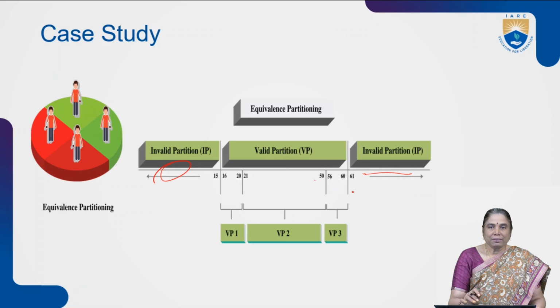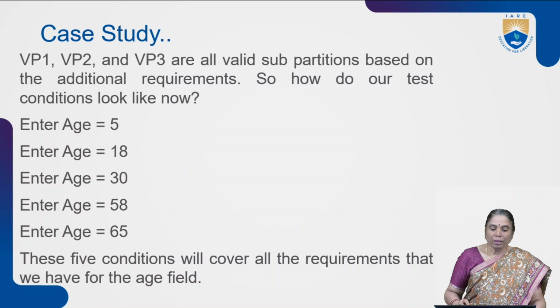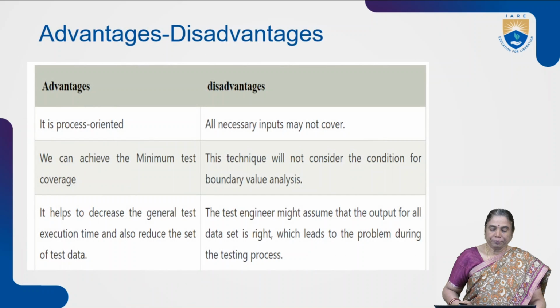And if this range is very large, sub-partitions can also be made so as to cover optimized code. Maximum code coverage can be achieved in the case of equivalence partitioning, so that we can have more classes and subclasses, VP1, VP2, VP3, and you can write sample test cases in order to test these sub-regions also.